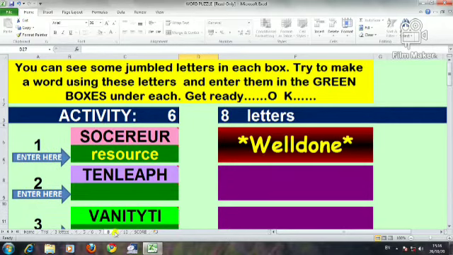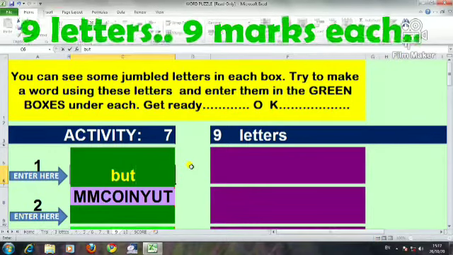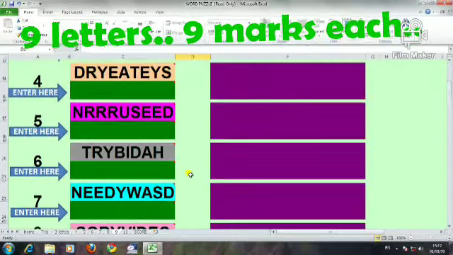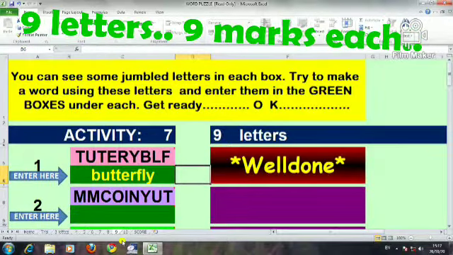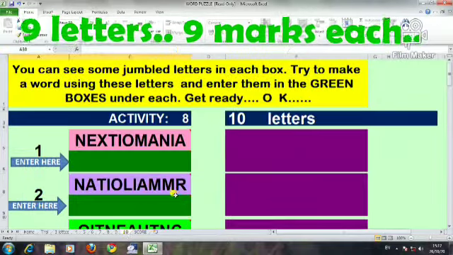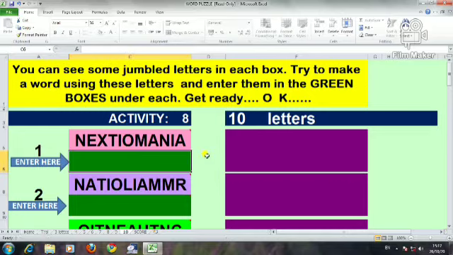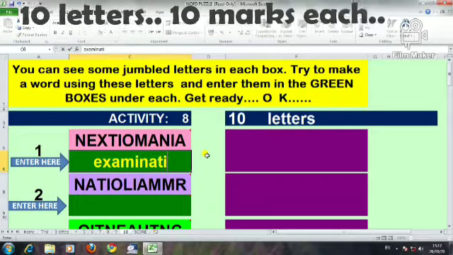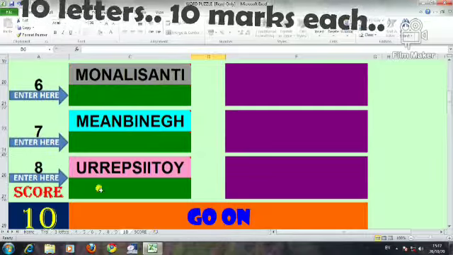Now let's go to the next one. Here 9 letters. Here the answer is butterfly. We enter butterfly so as to get the marks. Well done is given. 9 marks is also given. Now we are going to the next one, the 10th sheet. That is 10 letters here. We are doing the first one here also. Examination is the word here. We enter examination. Okay, we get 10 marks here.